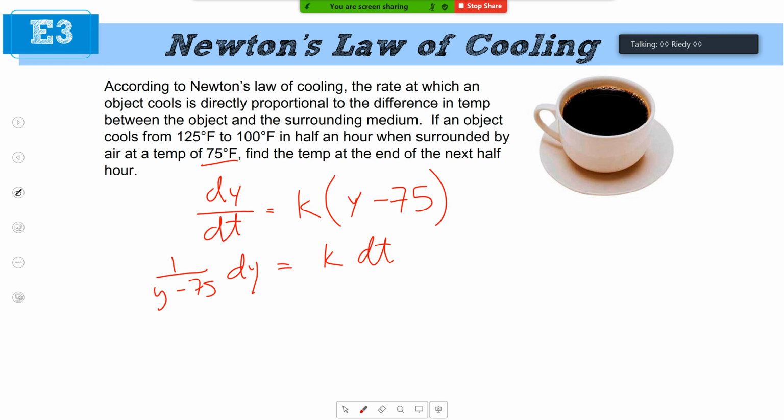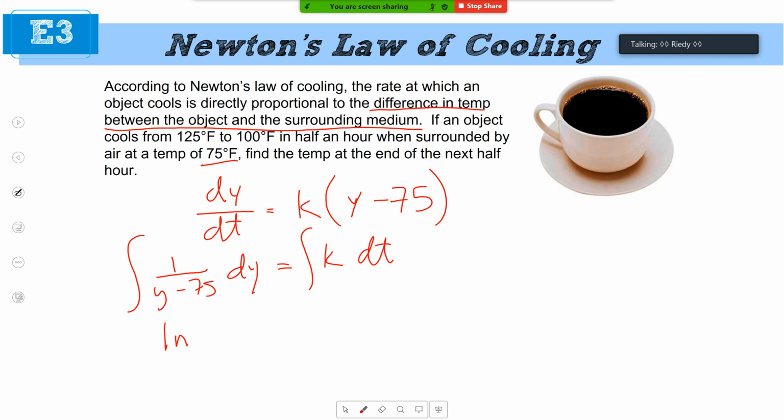I took the whole thing with it. I left the 75 attached to the y, and I just divided both sides by y minus 75. Not like in the actual, you'd be getting y minus 75. Oh, because of this. The difference in temperature between the object and the surrounding medium. I defined the temperature of the object as y. Oh, okay, I was looking at the part below that. Gotcha. Integral, the natural log. Do I need the absolute value here? Yeah. Why? It's y minus 75.